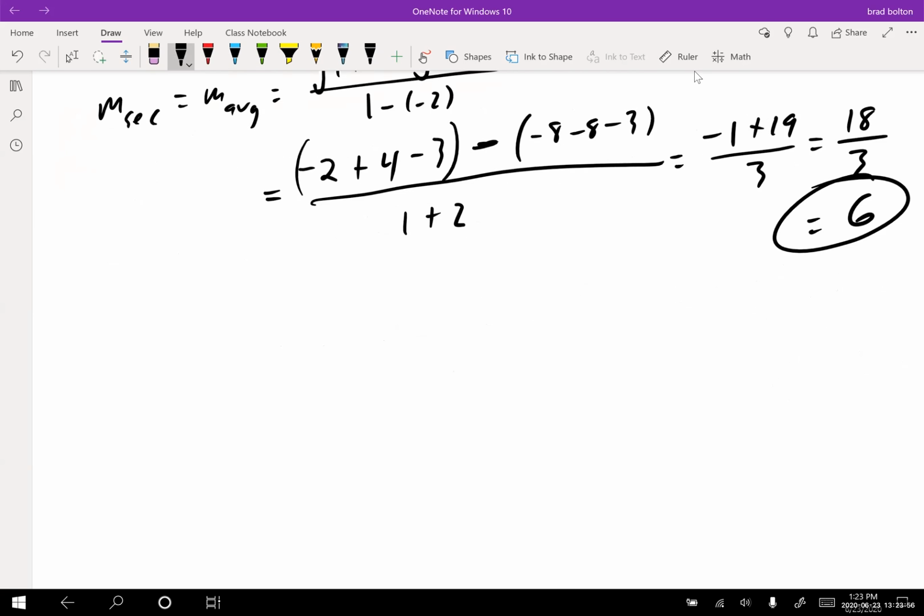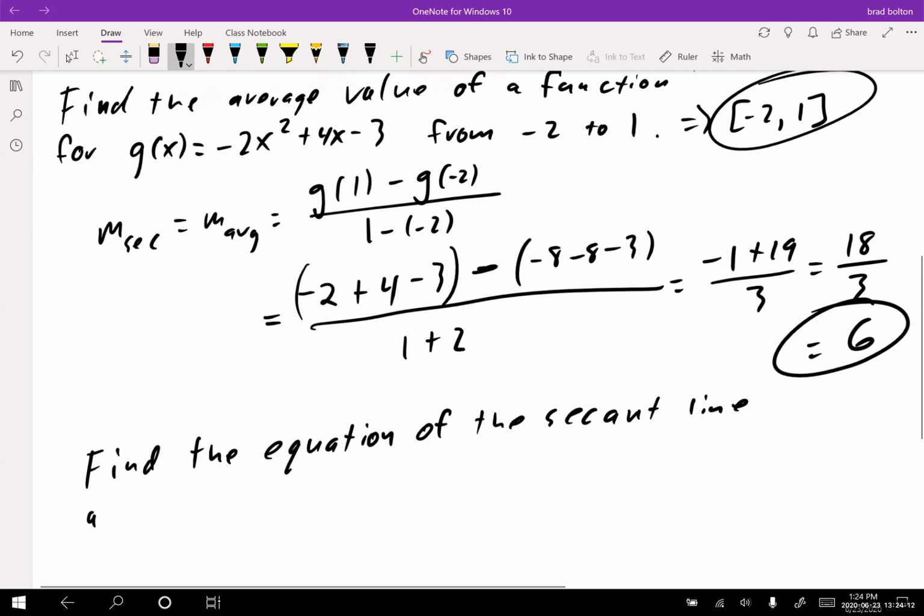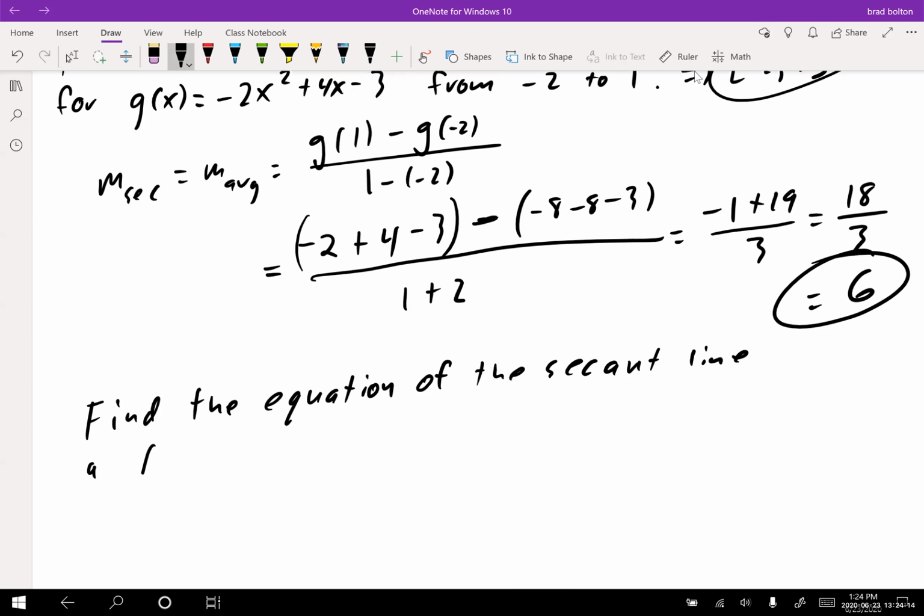Now, what if they ask, find the equation of the secant line at the points negative 2, comma, f of negative 2 and 1, comma, f of 1. I keep writing f when it's g. I'm sorry about that.